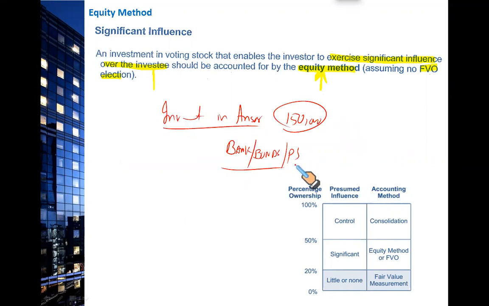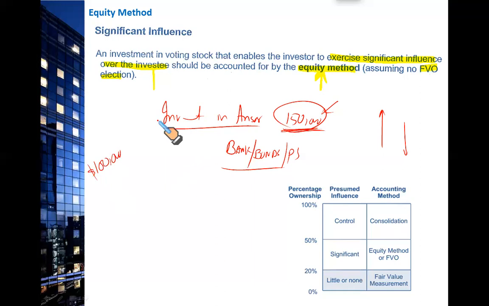Now listen to me. This amount will not change with the changes in the market price of Answer Incorporated stock. If the price goes up or goes down, the investment account stays at $150,000. Right? The investment account stays at the same amount. How does it change? At the end of the year, Answer Incorporated earned $100,000. Right? This is the income Answer Incorporated earned.